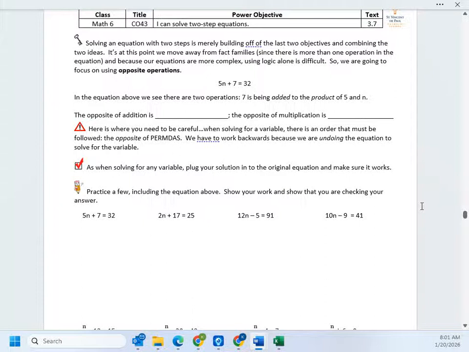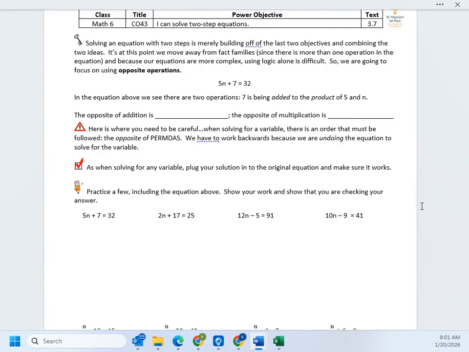Good morning. Today we are working on our last objective of this unit. We're putting together what we've learned about opposite operations with adding and subtracting, opposite operations with multiplying and dividing. We're putting them together to be two-step operations. So we're going to be doing both those objectives in the same equation.